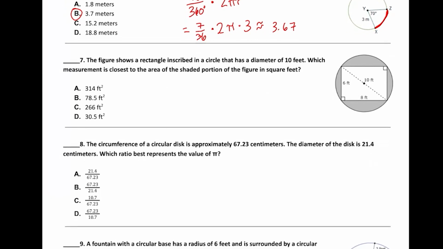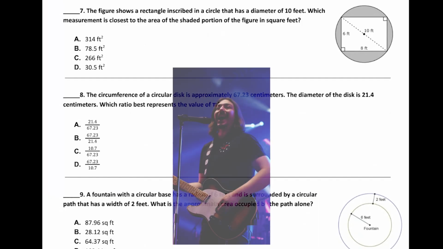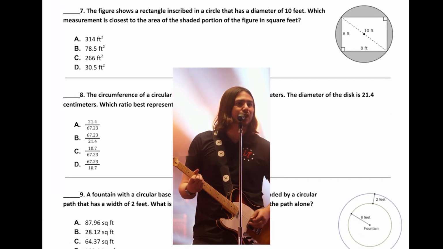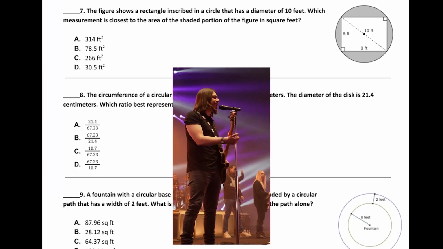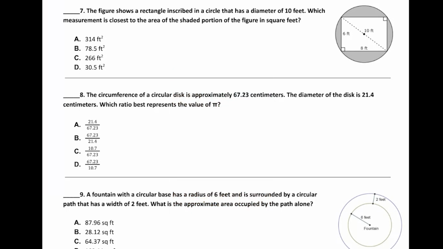Number 7. This one says, are you ready to rock? The figure shows a rectangle inscribed in a circle that has a diameter of 10 feet. What is the area of the shaded portion of the figure? So here the shaded region is everything inside the circle that's not inside the rectangle. This is another example of one of those frame problems where we need to find the difference between the area of the bigger shape and the area of the smaller shape.